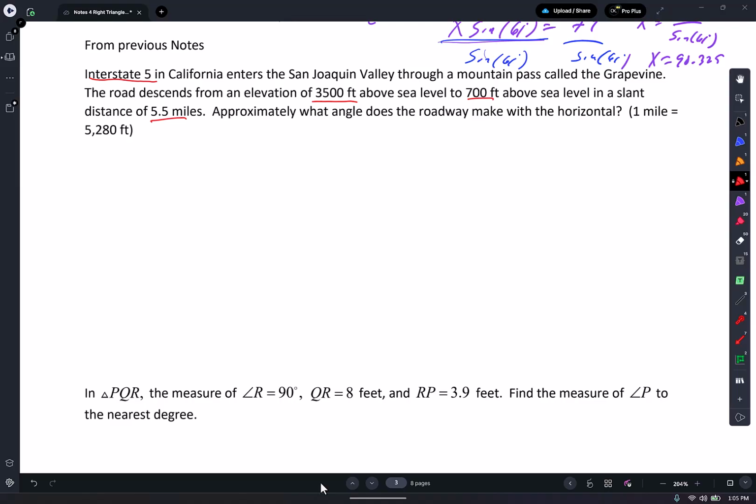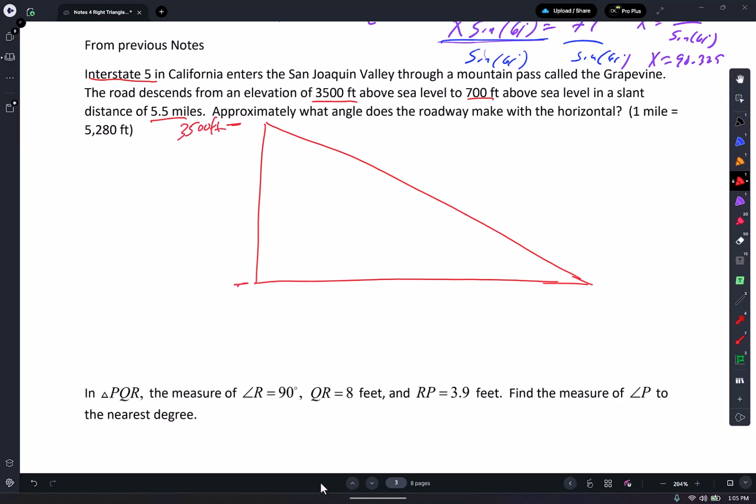Okay, so here's my horizontal. And I'm going to draw a right triangle. And I'm going to say that way over here, I am 3,500 feet above sea level. And then when I'm way down here, this is my right angle, I'm only 700 feet above sea level. And here's the angle that I want. It says what angle does it make with the horizontal, so there it is. And this distance here is 5.5 miles. Are we still okay? All right.